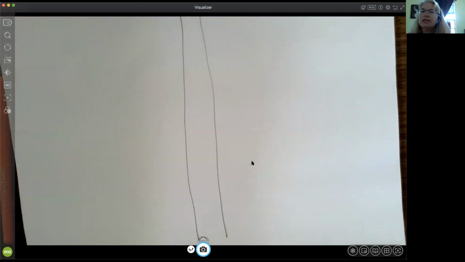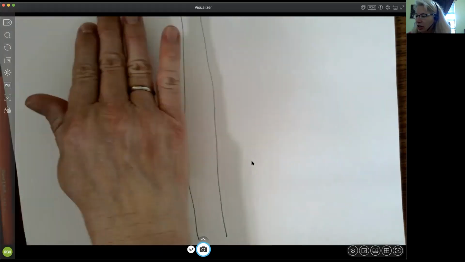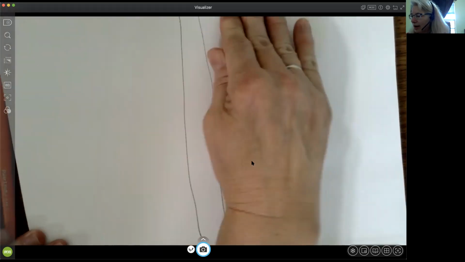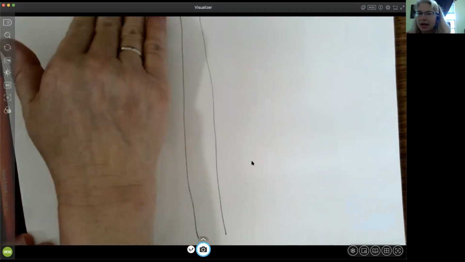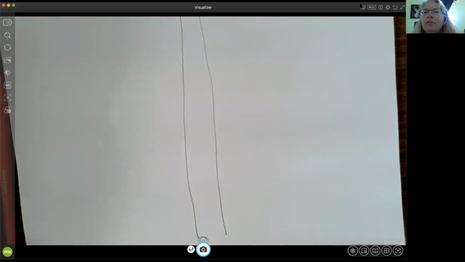So anyway, if this is your spine, then just like we did on the abdomen, you're going to press around that spine, feeling for any lumps or bumps.